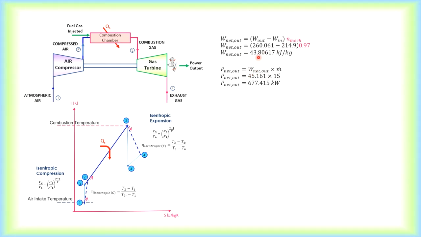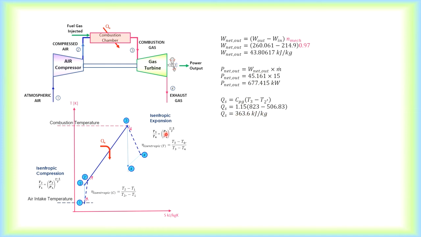Then your power net will be based on this value, so multiply by mass flow rate. Okay, so your net work out, something wrong here. Okay, so the power net, please recalculate this. Now, some of these parts I do on purpose so that you can rework it on your own. So that is the net power output, 677.415 kilowatt.